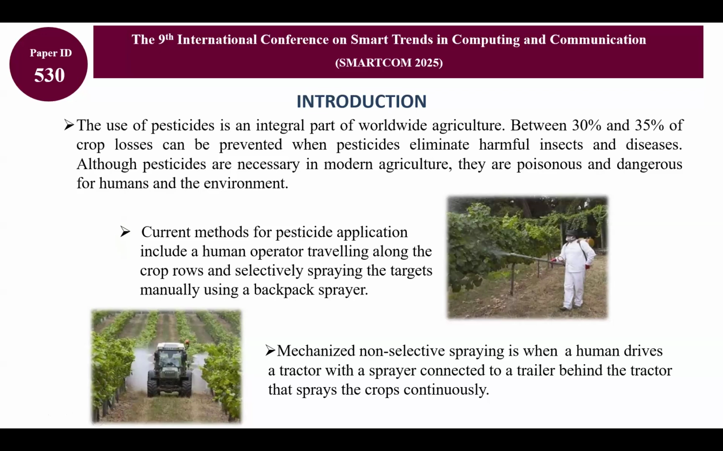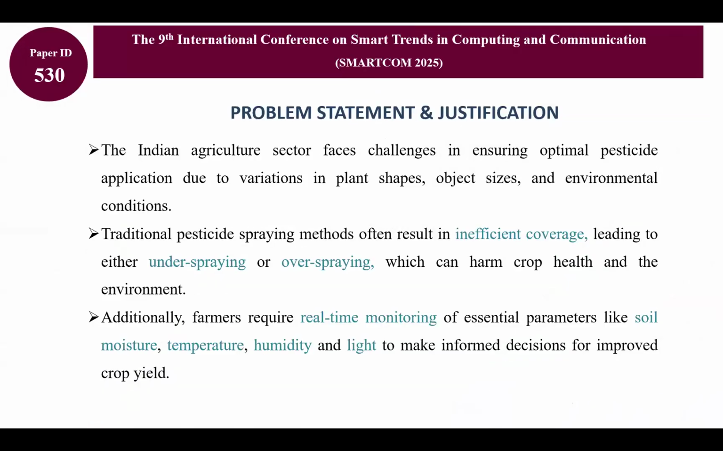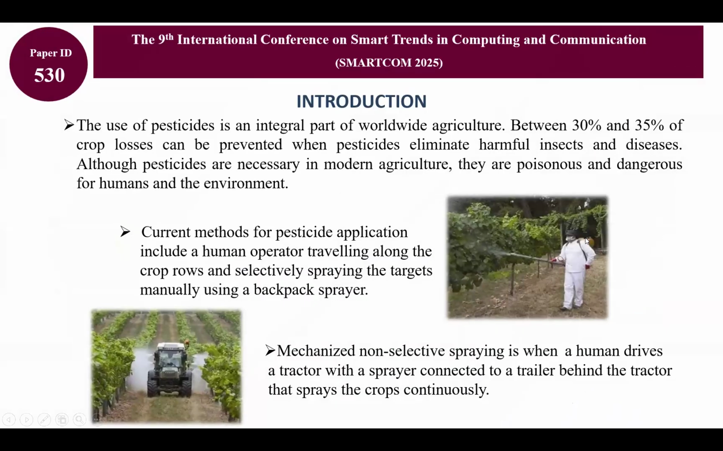In current methods for pesticide application, we use a human operator traveling along the crop rows and selectively spraying the targets manually using a backpack sprayer. You can notice the image on the right side. It's a human spraying method, and mechanized non-selective spraying is when a human drives a tractor with a sprayer connected to a trailer so that they spray the pesticide on the crop. This is more poisonous and harmful for humans and the environment.